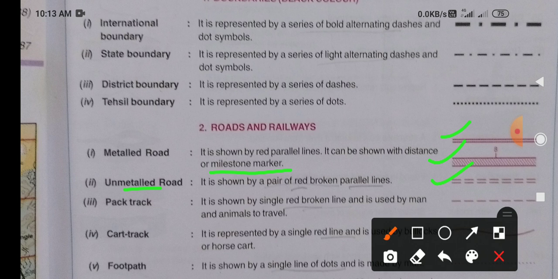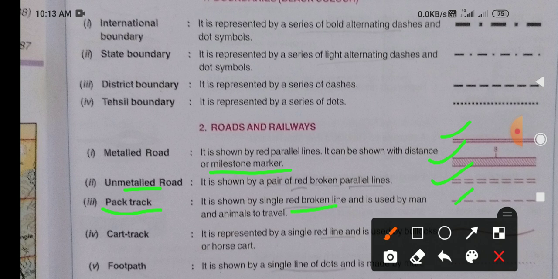Okay. Then pack track. Pack track means what? You may be thinking, where animals can move. If you go to a rural area, generally there is no formal road, no road is built there. Only when animals move regularly in a particular direction or along a particular path, then that will look like a road. So that is called a pack track. Pack means nothing but your pet animals; wherever they move regularly, that will build up a road-like path. So they are marked with the red broken line.